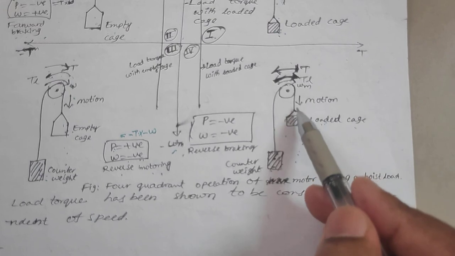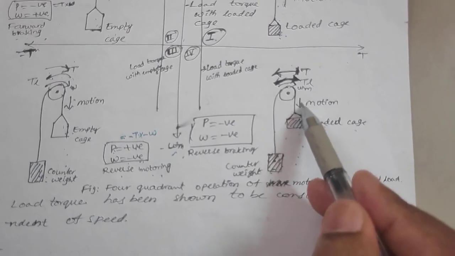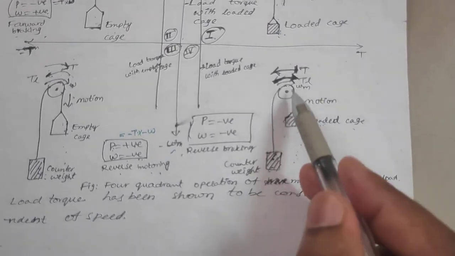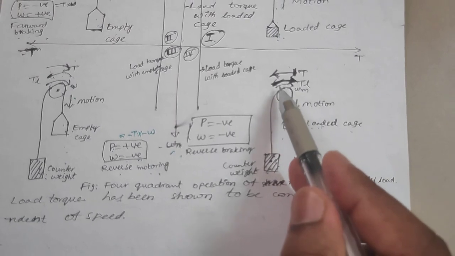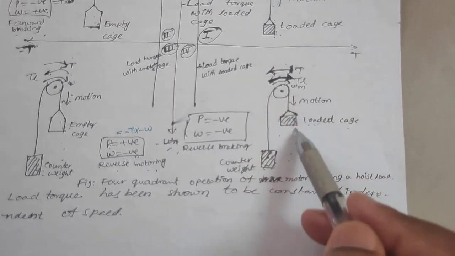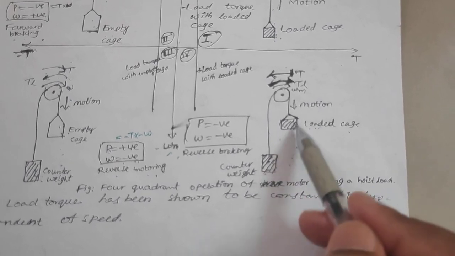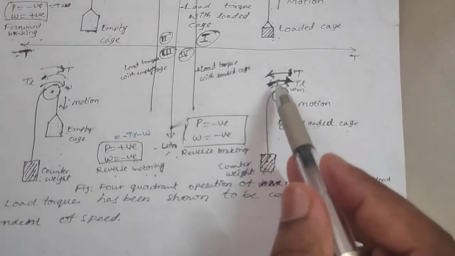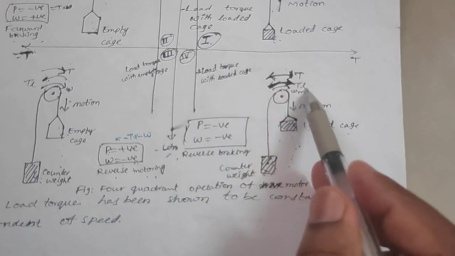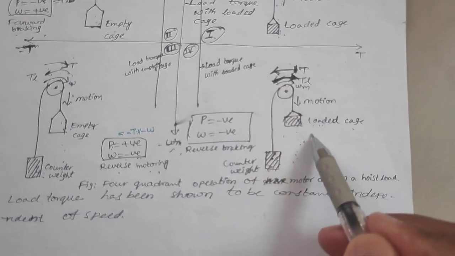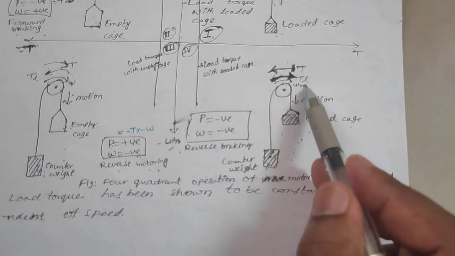What is the direction of the motor? We need to bring this loaded cage downward. That's why the speed of the drive should be in the clockwise direction only. What about the load torque? As the loaded cage is heavier than the counterweight, the load torque will always be produced towards the loaded cage, in the clockwise direction only.